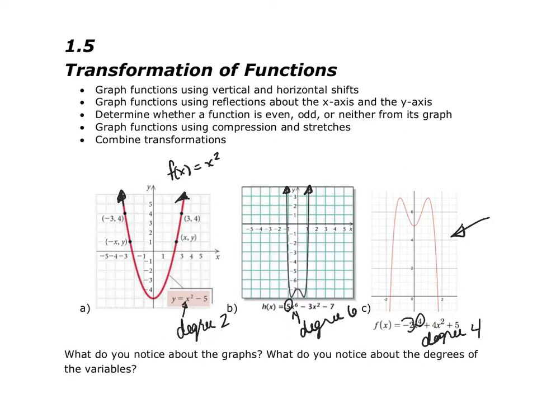But notice how the coefficient on that degree 4 is negative. So instead of going up and up, it's going to go down and down. And so the degree of these polynomials is going to matter, but also what the coefficient's going to do, because that's going to do a transformation on our graphs.